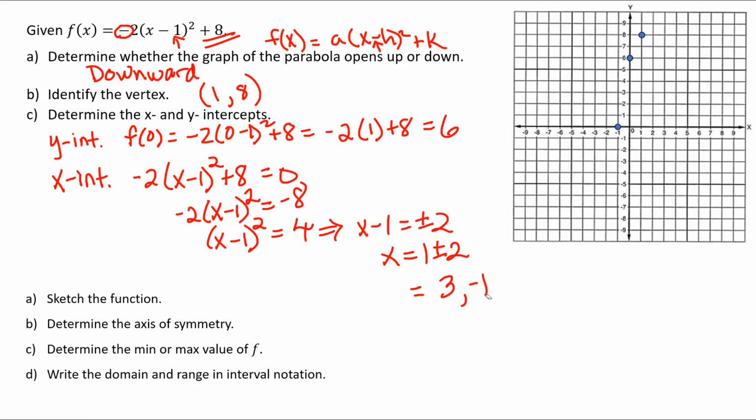So you've got, it crosses the x-axis at -1 and 3. Okay, so we can sketch the function pretty easily now. We can see how that's going to look.